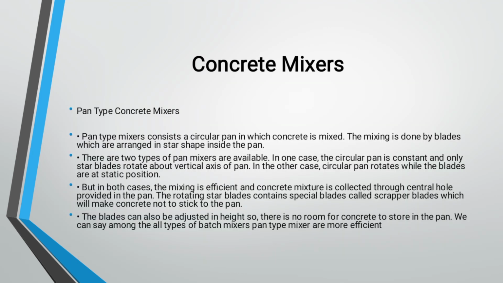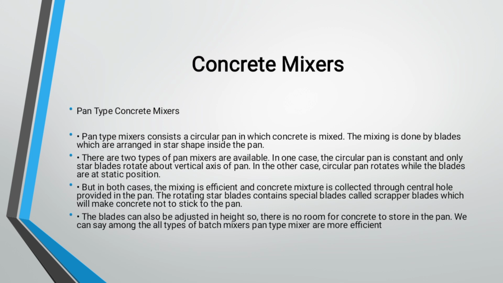Next one, we have got the pan type concrete mixer. This pan type consists of a circular pan in which concrete has to be mixed, and the mixing is done by the blades which are arranged in a star shape inside the pan. And we have got two types of the pan type.